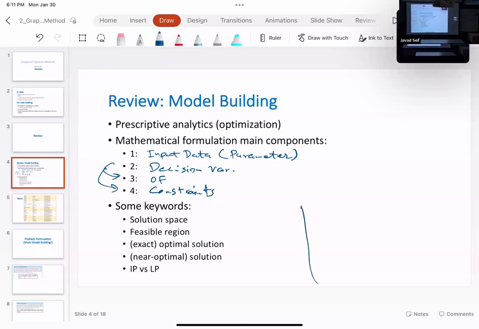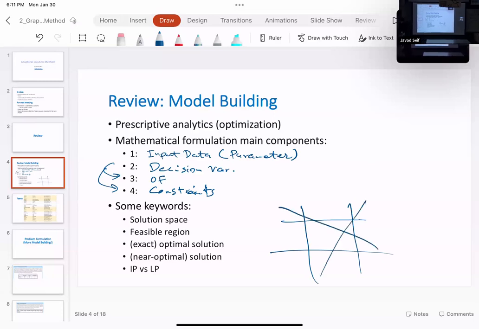We also learned about the solution space. If you recall, we did something like this, and we had a feasible region. Any solution outside of that region would be considered infeasible. And then there was one point that was the best. We call that the exact optimal solution, and points that were near that, that would give a value to the objective function that is almost as good, we call those near optimal.